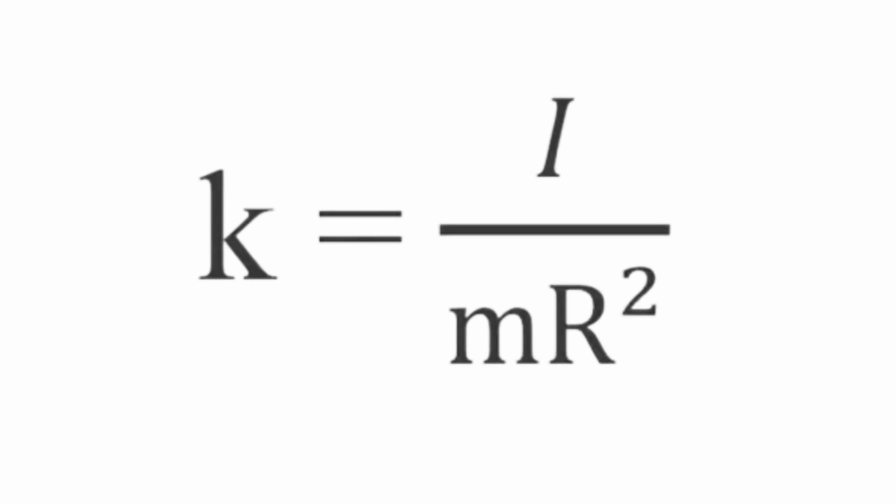When an object rolls down an incline without slipping, its potential energy is converted into both translational and rotational kinetic energy. The inertia coefficient, defined as k, is equal to the moment of inertia divided by the product of mass and radius squared. It is a dimensionless number that shows how the mass of an object is distributed relative to its axis of rotation and determines how much of its energy goes into rotation versus translation.